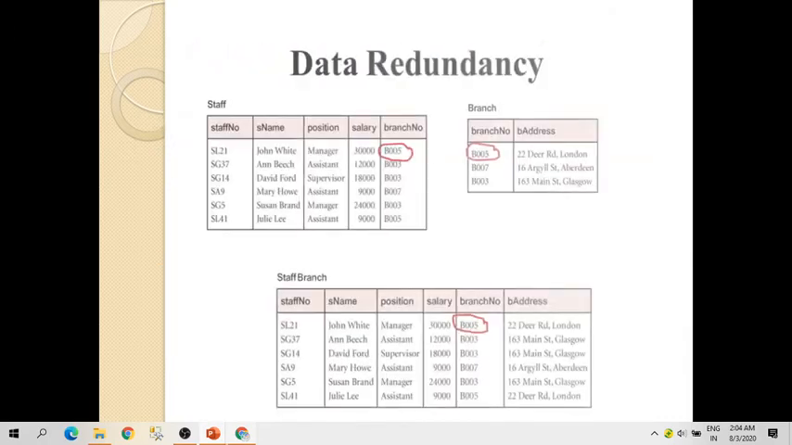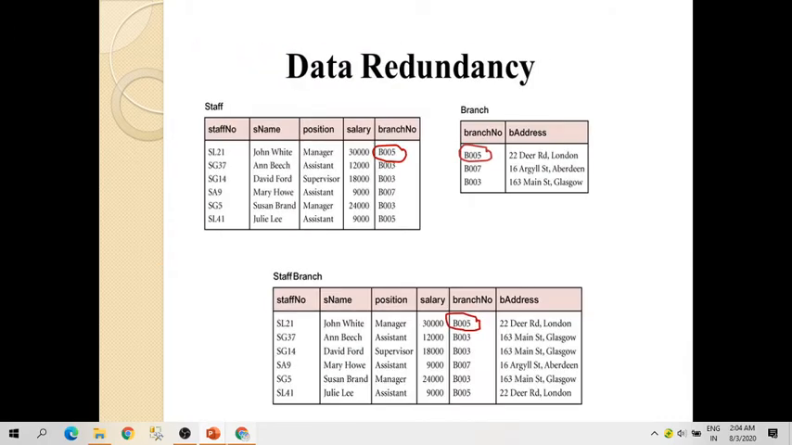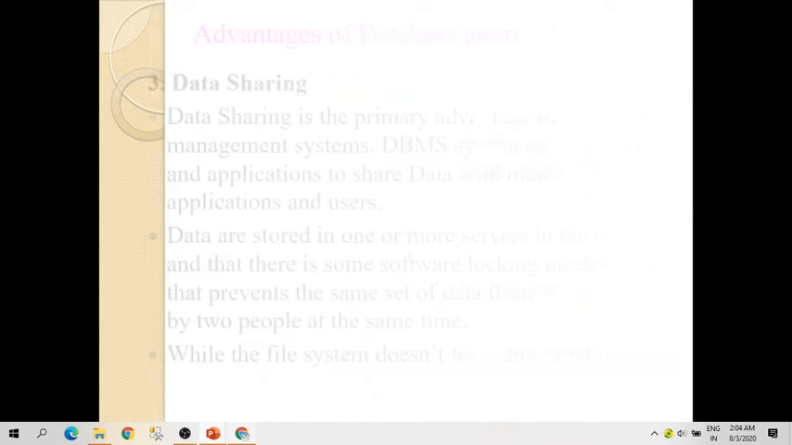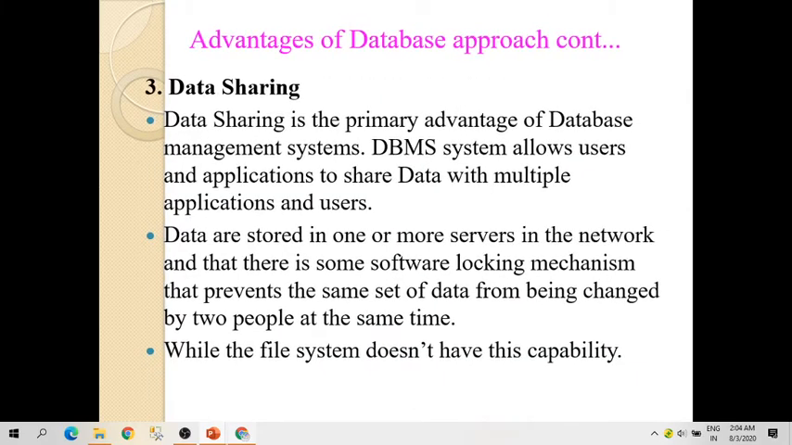Let's go to the next advantage, that is data sharing. In DBMS, data can be shared with multiple users. The same data can be shared with different users at a time. That is the main advantage, whereas in a file system that is not possible. If one person has the file, the other person cannot see the file.